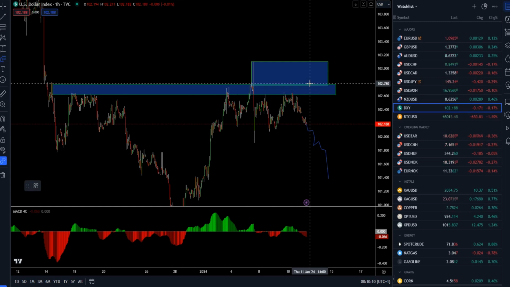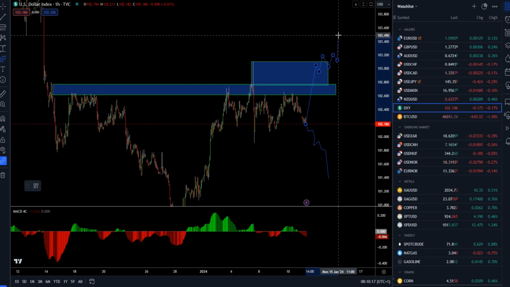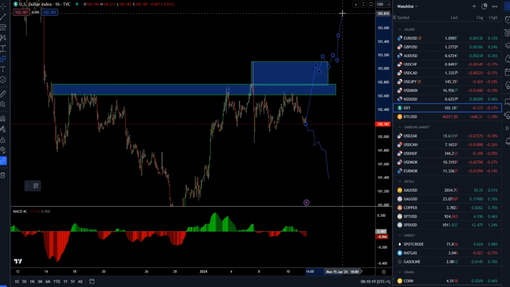Anything meaningful to the upside, I would like to see then a bigger up move into the pin bar and hold above. That will be a sign for potential rally towards the 103.50 or even 103.80 mark.